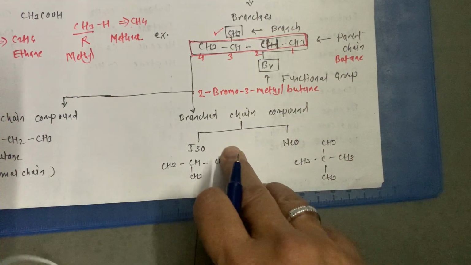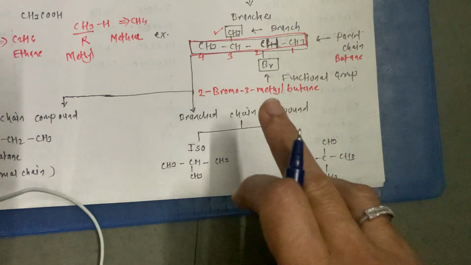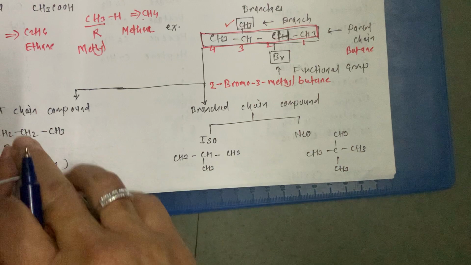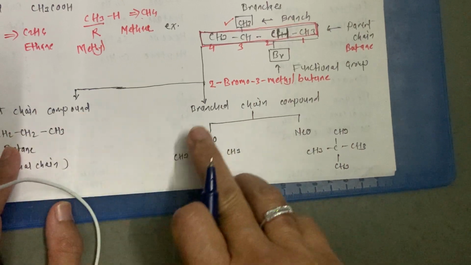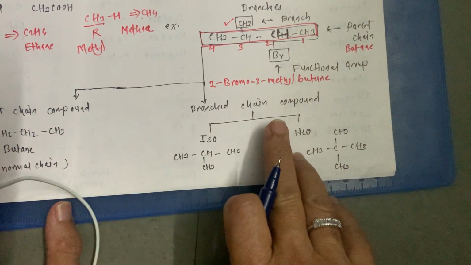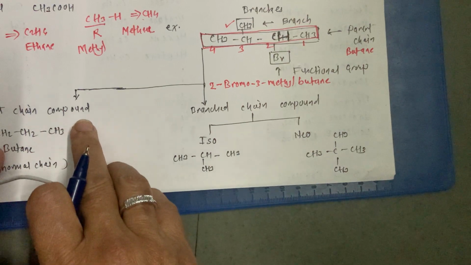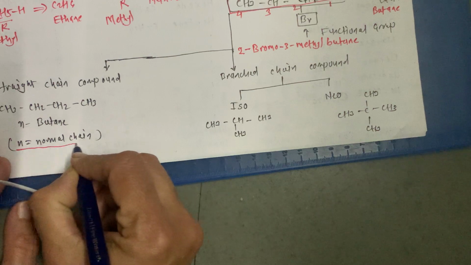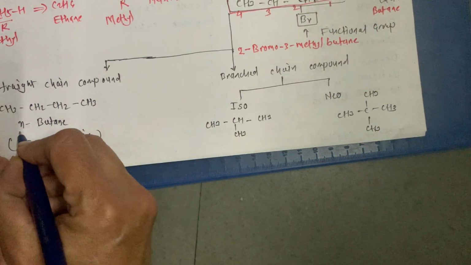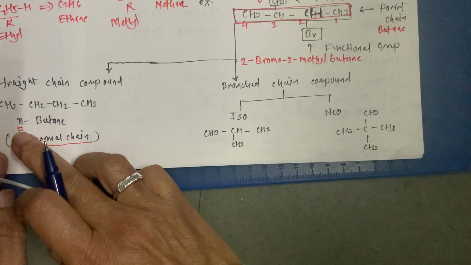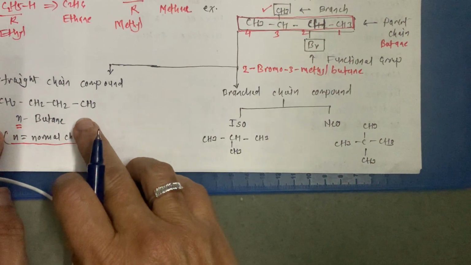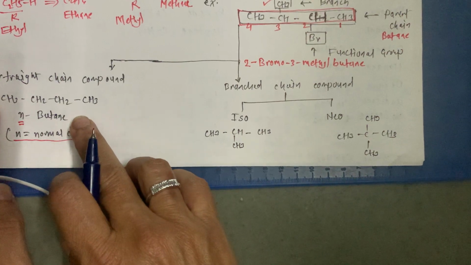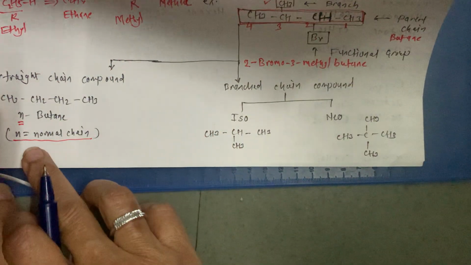Okay. Now in this IUPAC nomenclature, we can write straight chain compounds as well as branch chain compounds. Okay. So this straight chain compound is always a normal chain. Straight chain is a normal chain. So we mention it as N-butane. And this N-butane we also use in common nomenclature system, N-butane.